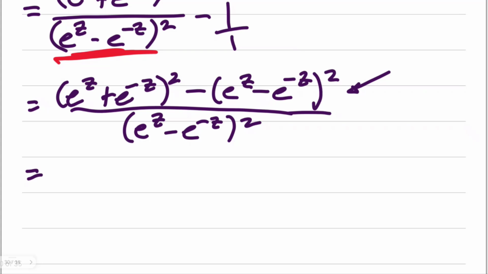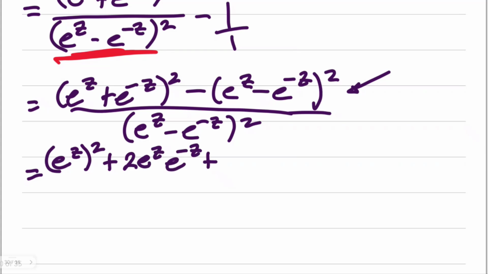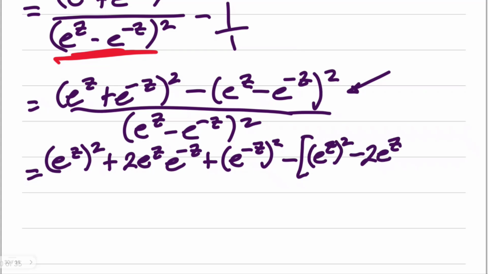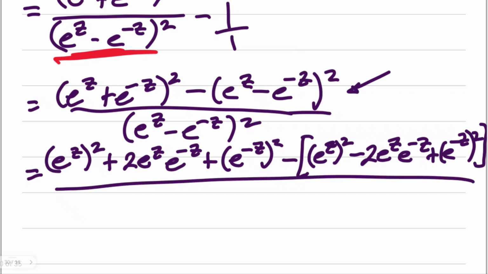For our first term, it's the square of the first term plus twice the first term and the second term plus the square of your second term, minus the entire group here. Notice that I'm placing a grouping symbol because all of this will be subtracted, and that means all of them will share the negative sign. You have here the square of the first term minus twice the first term and the second term, plus the square of the second term, all over the same denominator, e to the power of z minus e to the power of negative z squared.